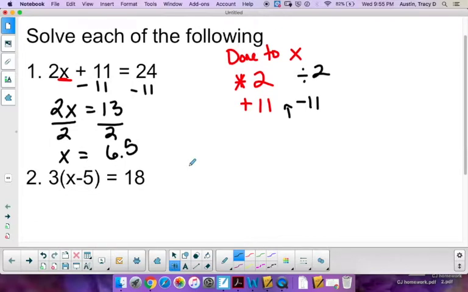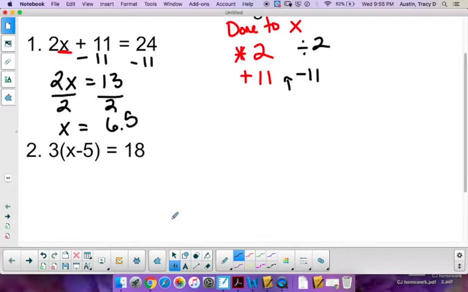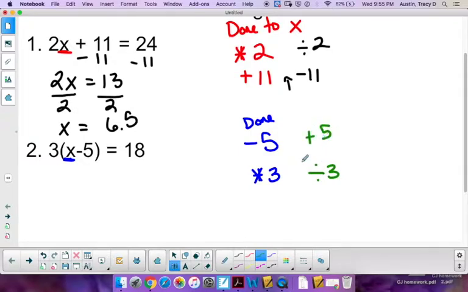All right, so same thing on the next one. Again, if you think about the order in which things have happened to the x, reading from the x, in order of operations it says x minus 5, so we subtracted 5 first, and then we multiplied by 3. So that means the first thing we need to do is divide by 3 and then add 5, going again in reverse order. So divide by 3, and then add 5.